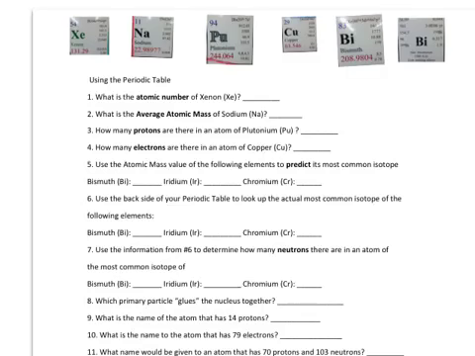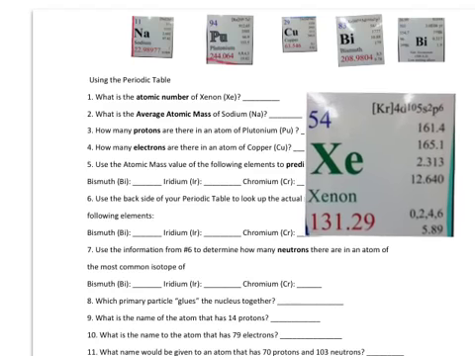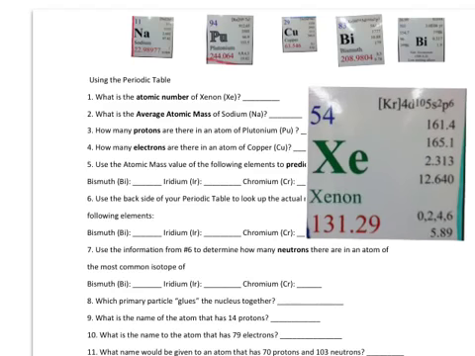Alright, let's start with the first one. What is the atomic number of xenon? Well, let's take a look at xenon here. Let's make it a little bit bigger. The atomic number is what you're going to find right up here. So the atoms on the periodic table are numbered 1 to 118, and it's the whole number that's up here.